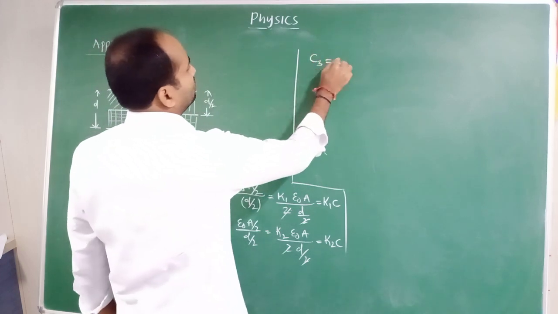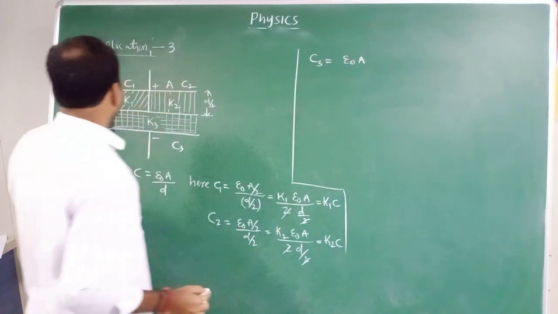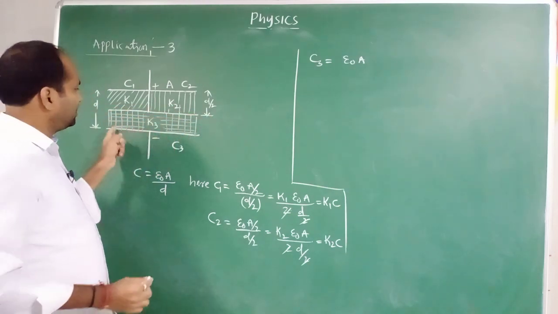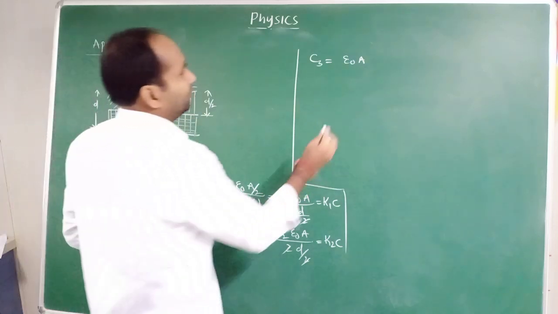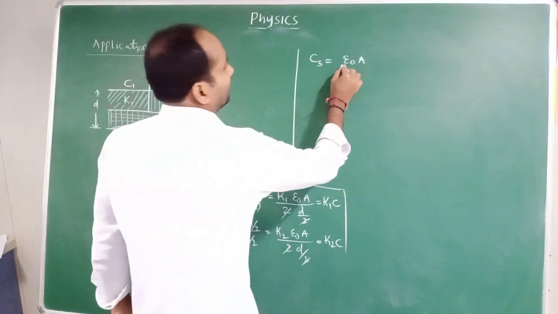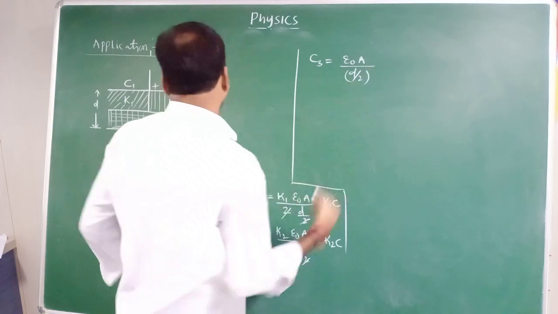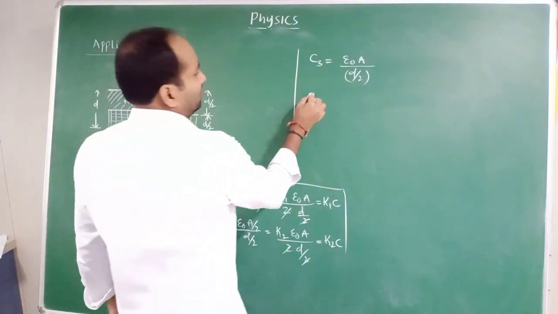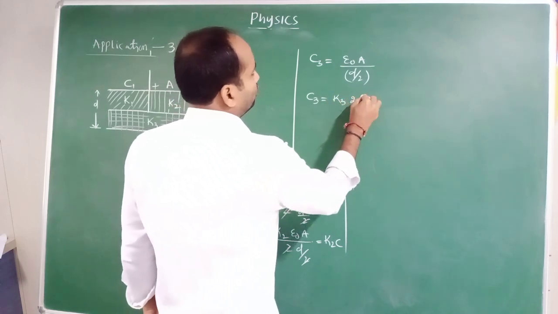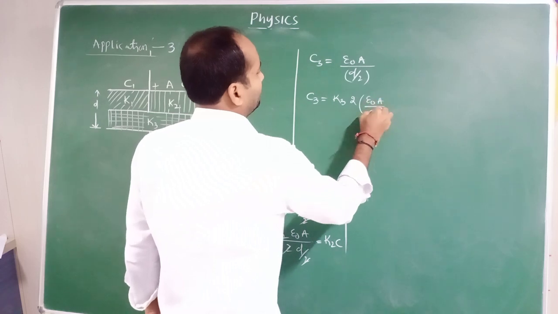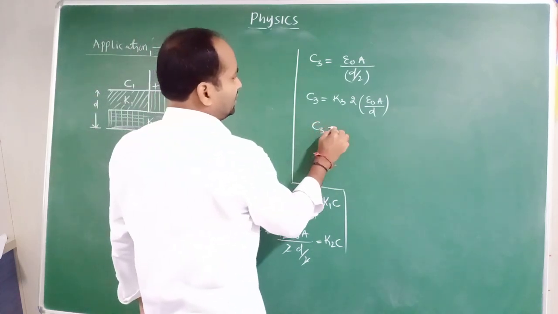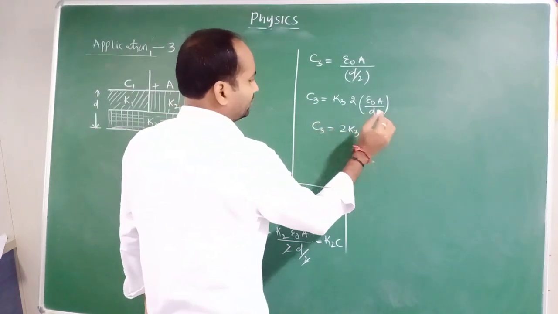C3 is equal to epsilon naught A over the distance, since this behaves like a third capacitor whose plate area is A. But what is the distance? D by 2. And what is filled with the dielectric? K3. So C3 is equal to K3 of 2 epsilon naught A by D, which can be written as C3 is equal to 2K3 into C.